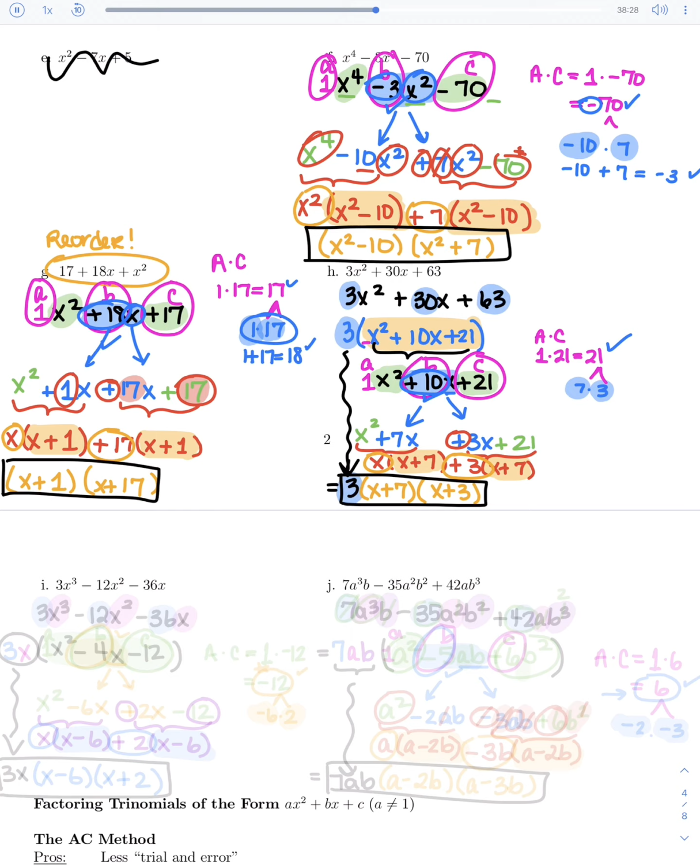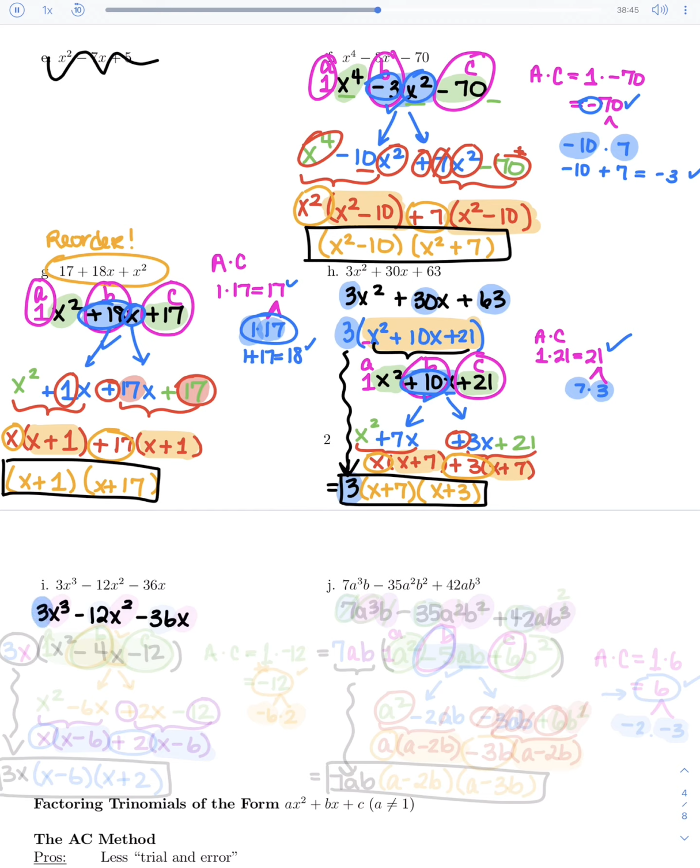Let's take a look at I. In I, we've got 3x cubed minus 12x squared minus 36x. Again, I notice that we've got pretty large numbers again, so let's see if there's anything in common that we can actually factor out first.